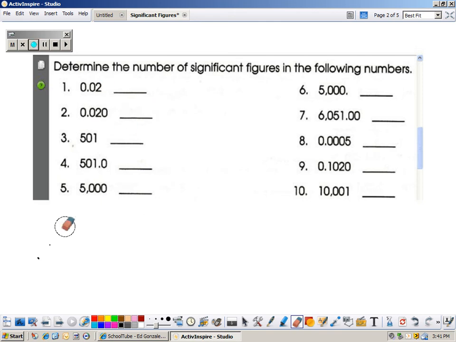Okay, let's continue with 6 through 10. So, number 6. Again, we have 5,000. This time we have a decimal point. So our non-zero number is significant, because they always are. And then our trailing zeros, this time there's a decimal, so they are significant. So now we have 4 significant figures.